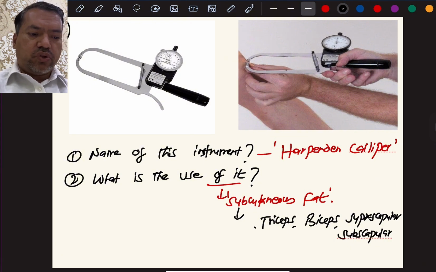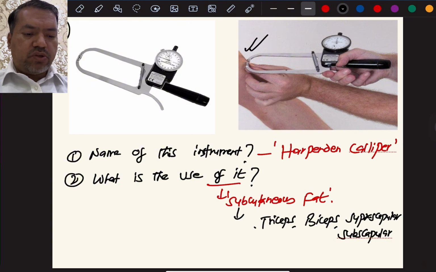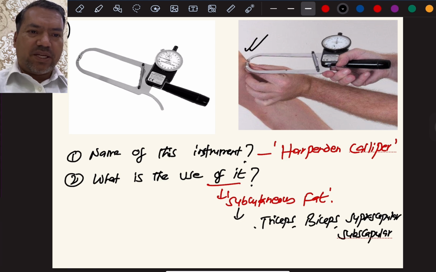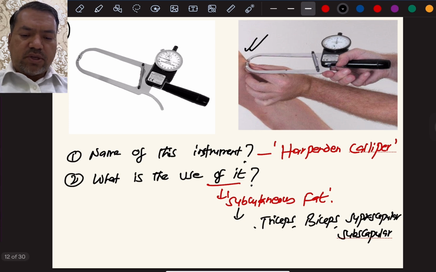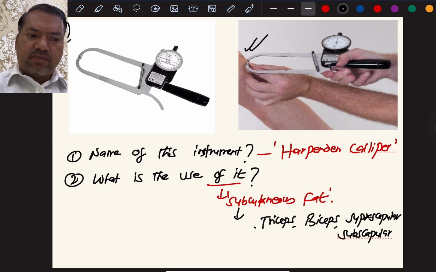This instrument is used, and you can clearly see how this instrument is used to measure the thickness. And there are different types of classification. The normal one, when the subcutaneous fat is more than 10 millimeter, it is normal. Between 10 to 8 is mild, 8 to 6 is moderate, and less than 6 is severe type of malnutrition. Okay, so this type of knowledge is enough here.